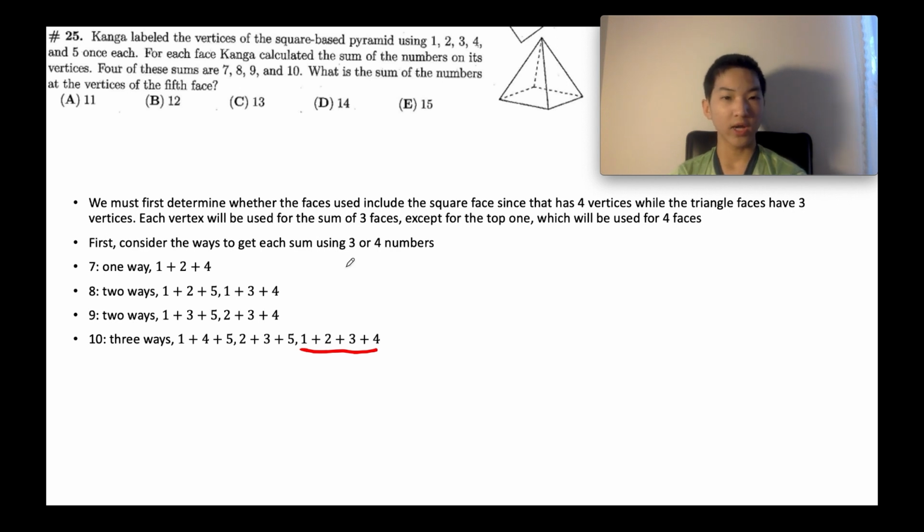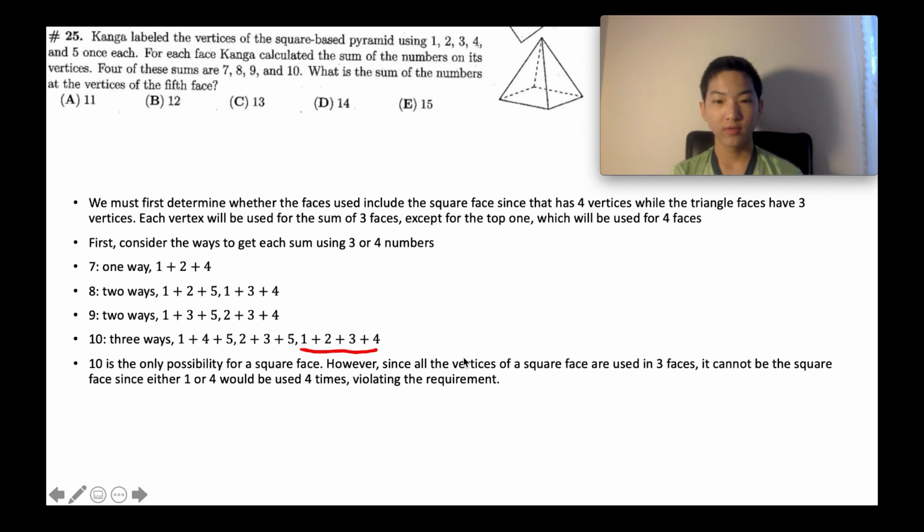If the way that was used to reach 10 was actually this way, then it means that 10 would be the square face, because it has 4 vertices. So 10 is the only possibility for a square face. However, since all the vertices of a square face are used in 3 faces total, including the square face, so it would be only used in 2 other faces, it cannot be the square face.